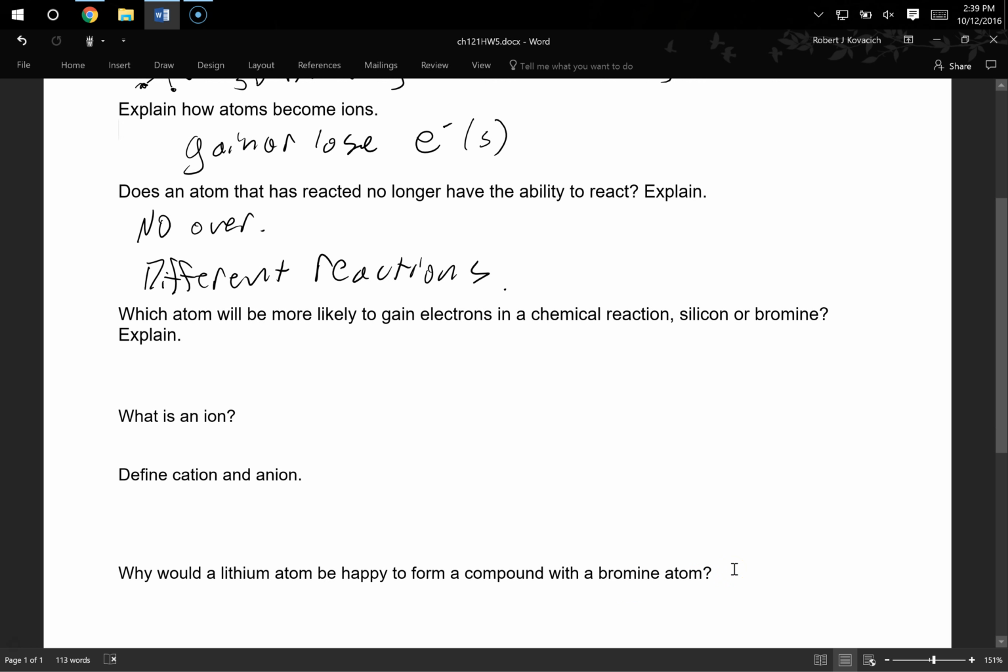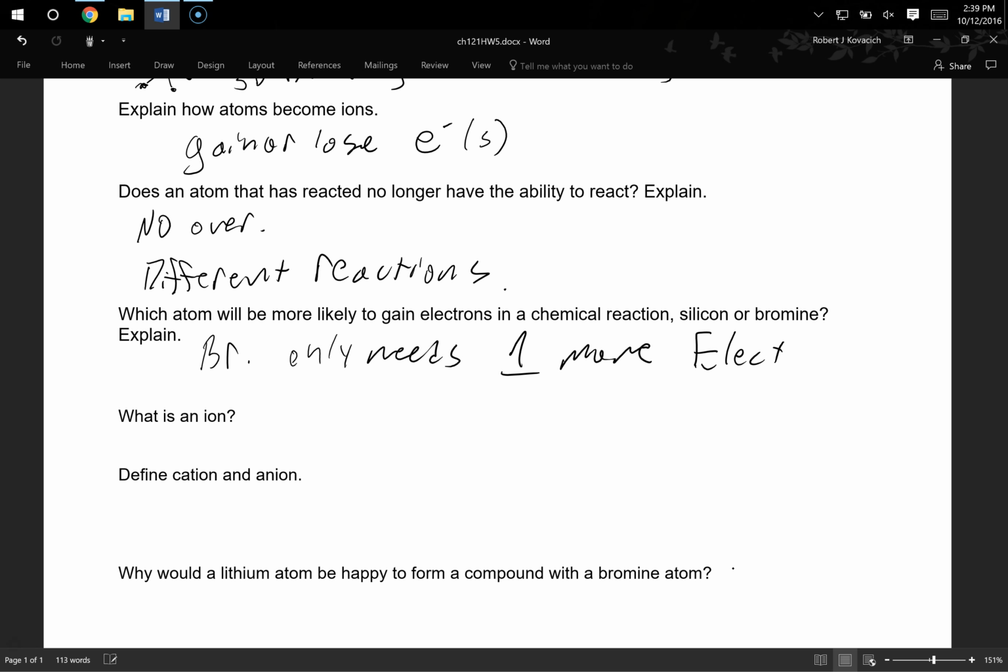Which one of these two things is more likely to gain an electron? Why is the bromine? That's right. Yeah, this only needs one more electron, where the silicon needs 4 more electrons.